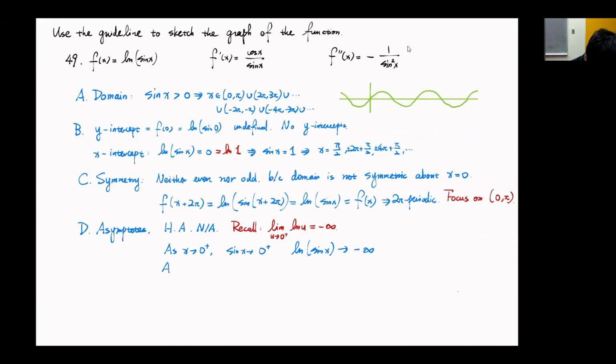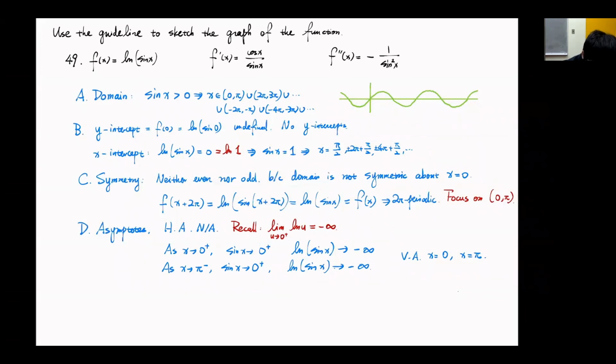And at the other endpoint, as x approaches pi from below, you should also conclude from the graph of sine of x that as x gets close to pi, sine of x is also getting close to 0, and it's from above. So as a result, natural log of sine of x is approaching minus infinity. All right, so this tells me that I have two vertical asymptotes, x equals 0 and x equals pi. That finishes our discussion of the asymptotes.